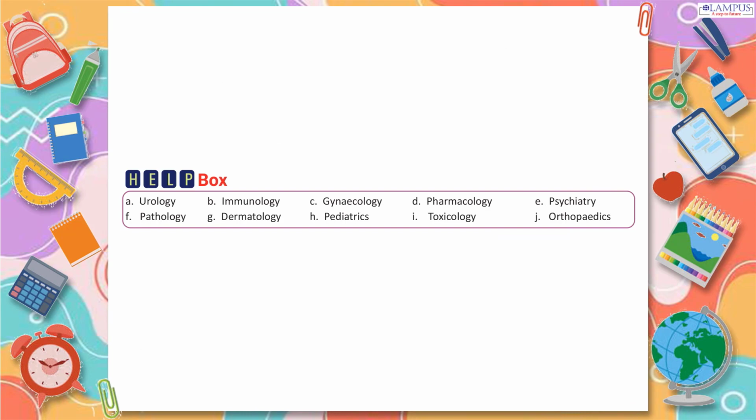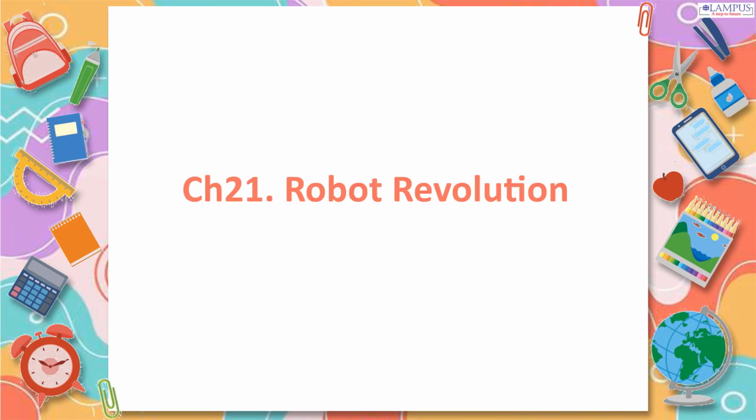Help box. A. Urology. B. Immunology. C. Gynecology. D. Pharmacology. E. Psychiatry. F. Pathology. G. Dermatology. H. Pediatrics. I. Toxicology. J. Orthopedics. Chapter 21. Robot Revolution.